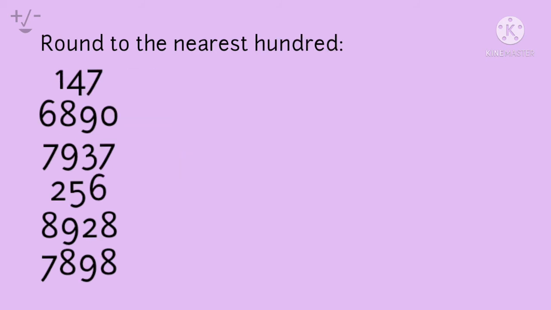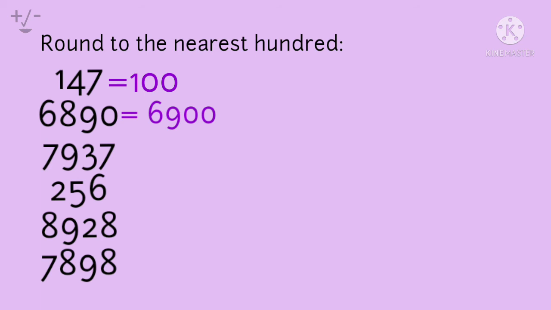Now let's look at rounding to the nearest 100. When we're rounding to the nearest 100, we need to focus on the tens column. So in question 1, 147, we need to focus on the number 4. Since 4 is lower than 5, we round down our original number to 100. In the next question, 6890, again we look at the tens column. In this case, we have 9. Since 9 is greater than 5, we round this number up to 6900.